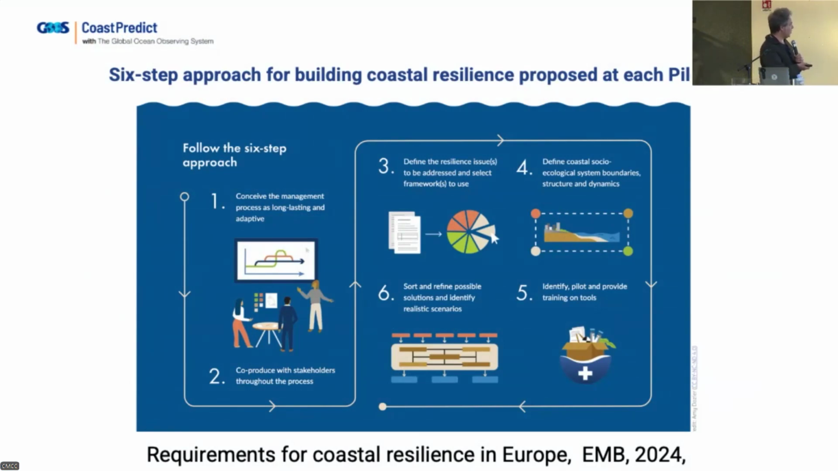So starting from how to approach the coastal resilience pathway, how to co-produce, and then define the framework, define also the socioeconomic boundaries, and then the pilots, as we have done, and sort and refine the possible solution. So also this is very interesting. A refinement process is possible. So we are starting from here, but then we will use the project to implement and to co-develop further.